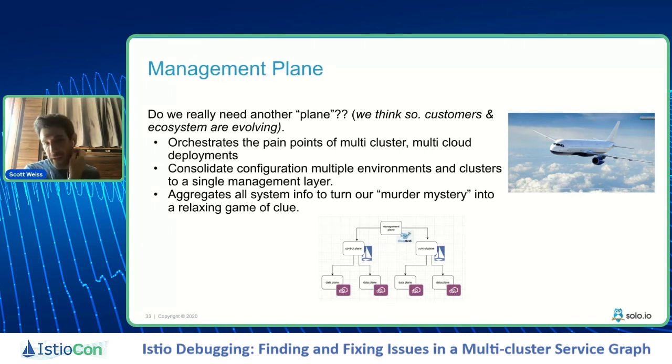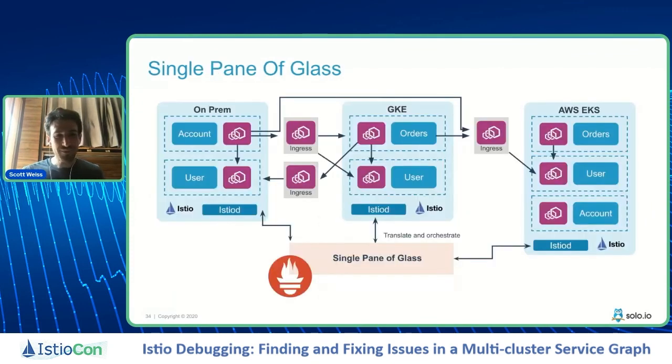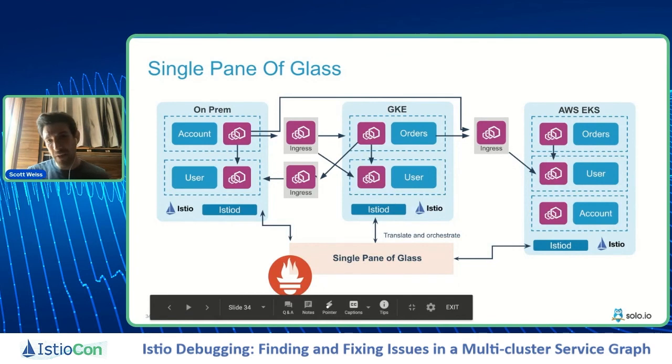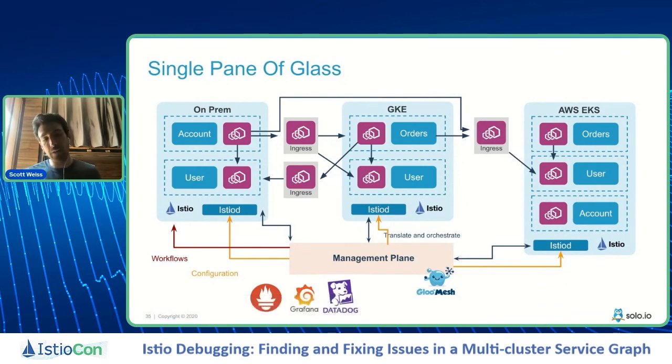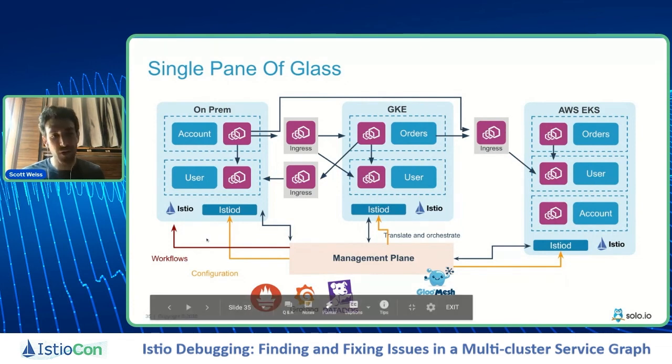So we need a way to consolidate configuration, as well as a way to aggregate all of these different environments into a single pane of glass, to turn this murder mystery into a relaxing game of Clue. So just looking again at our architecture, understanding that we have lots of different complex communication going on, this is a challenge just for this pane of glass. But now we have the additional problem of wanting to solve configuration across clusters, as well as orchestrate workflows. For example, things like rotating certificates, deploying new services into our mesh, upgrading and rolling back new configurations and versions of infrastructure components.